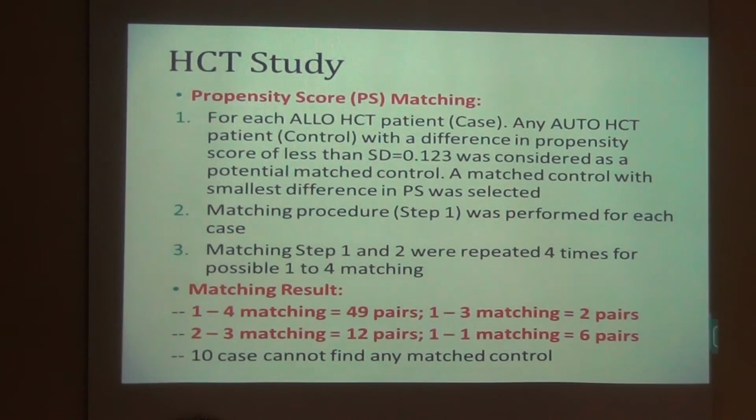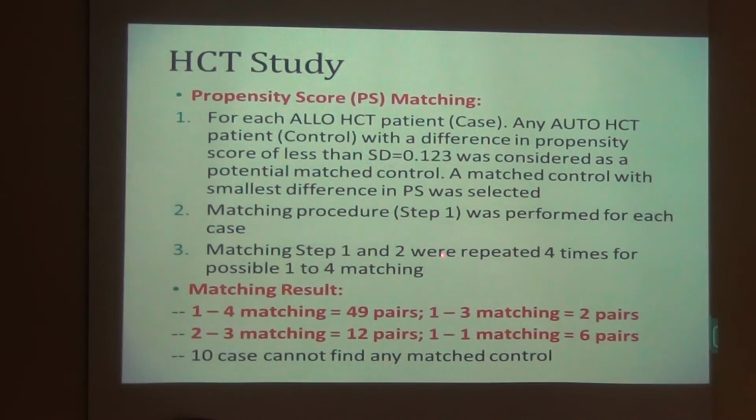Anyway, then what I did was this. For each case patient, any autologous control with a difference in propensity score less than one standard deviation was considered a potential match. Then a match was selected with the smallest difference in propensity score; in a tie, it can be randomly selected, we can do either way. Then I do the next case and find a match. So that is steps one and two for each case.